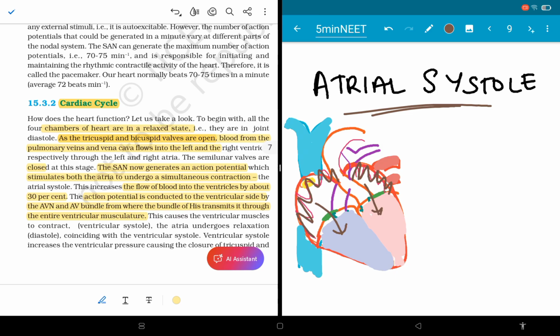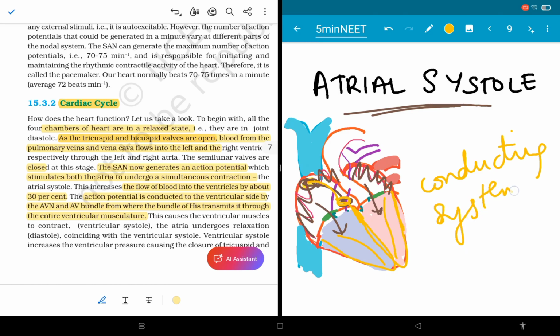Now what I said, SAN node, then you have AV node. Okay, I'll mark it in yellow so you'll know the difference. AV node, then you have bundle of His, then you have the Purkinje fibers which branch throughout the ventricle. This is your conducting system of the heart. Again, it has been explained in another short video by myself. I'm also attaching the link to that in the description. It will be easier to understand after watching that.